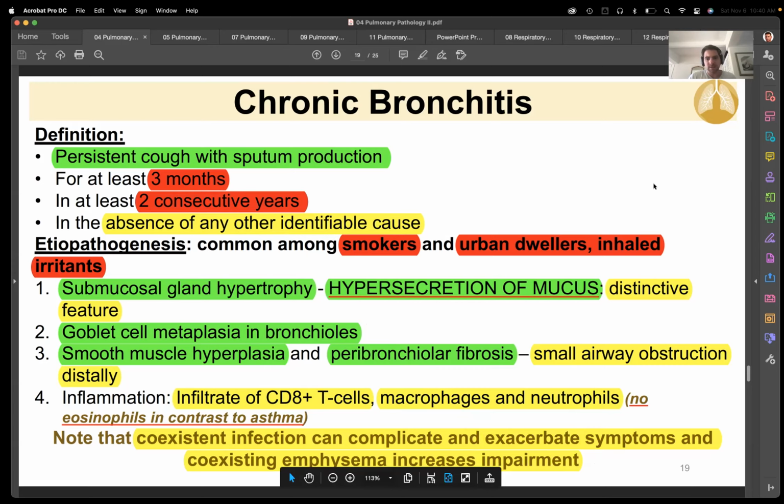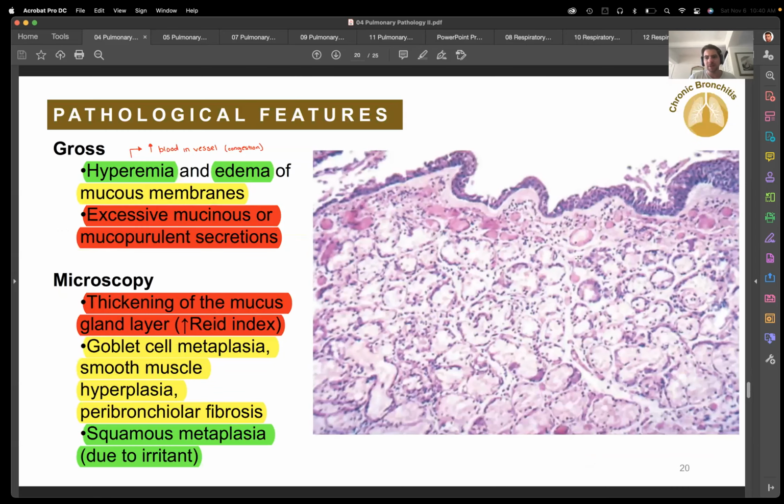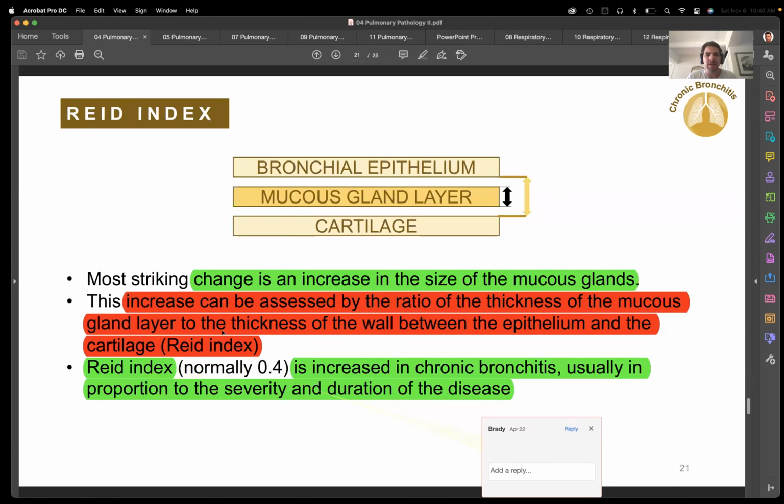Okay, let's see what else. Look at this, look at all these goblet cells that form. All these goblet cells can form excess mucus. A big thing that comes up, this Reid index, is important. Anytime you see that, it's directly correlating to bronchitis, okay? So I think this is it. This is that Reid index. All they're saying is that the Reid index goes up because the thickness of the layer goes up. And it basically makes sense because to make more mucus, you have to have more gland.